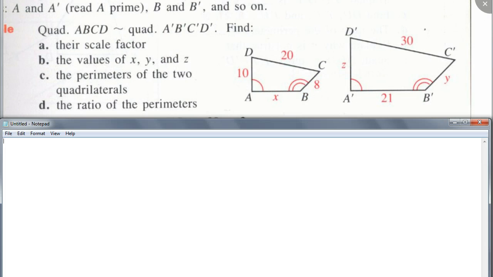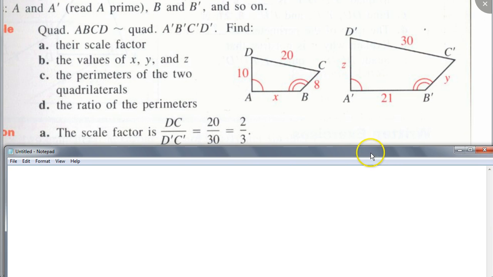Yeah, here you go. Andrew, can you tell me their scale factor? 2 to 3. How'd you get that? You're right. DC and D prime C prime, you compare DC to D prime C prime. That's how you read it. Because those are the corresponding what? Sides. Okay, so it's 2 to 3.